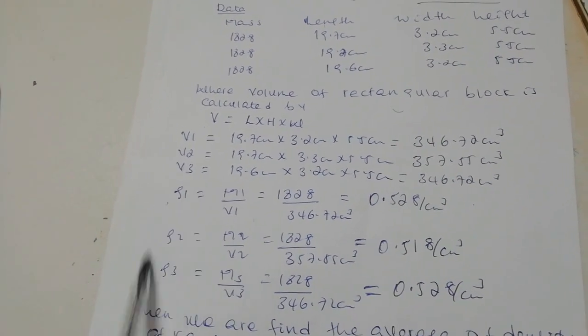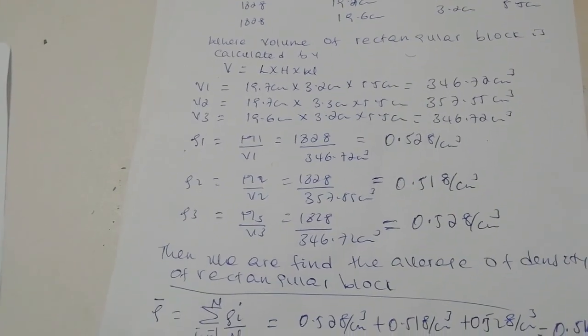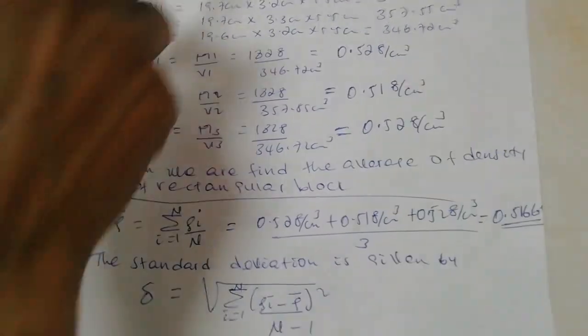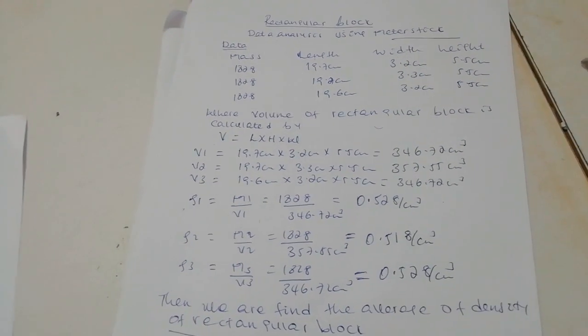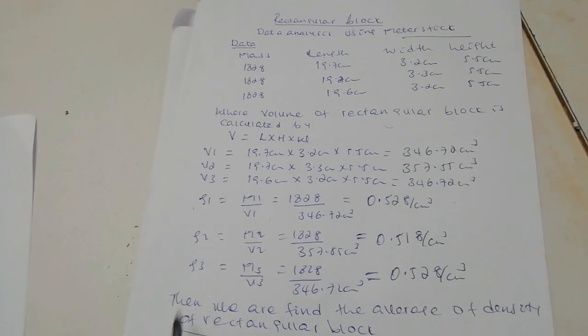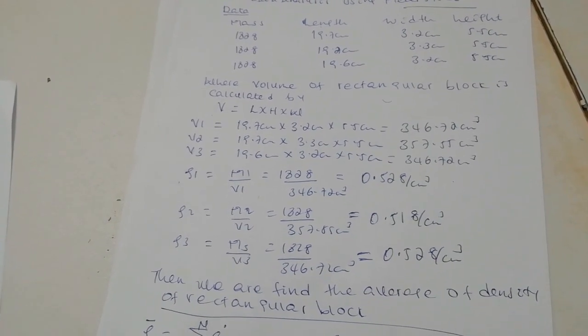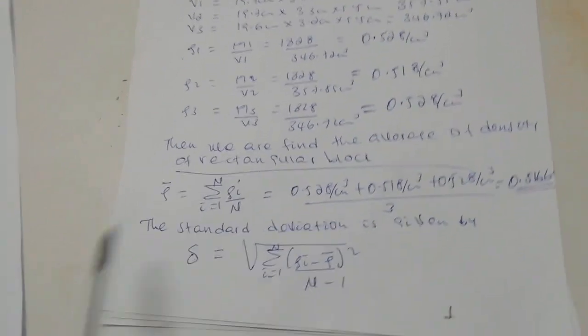Then from these three densities, let us find the average density, because we didn't know the standard value of the density of the rectangular block. If we don't know the standard value for the measurements, we are going to get the percentage of error, and to get it we follow these steps. The first step is we can find the mean value.